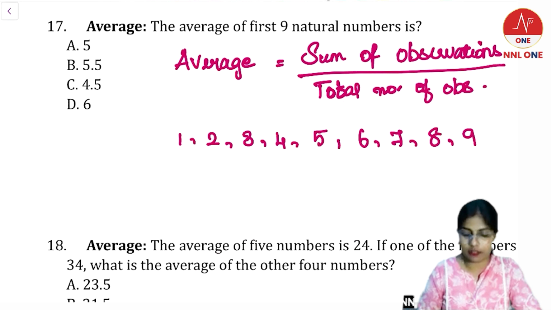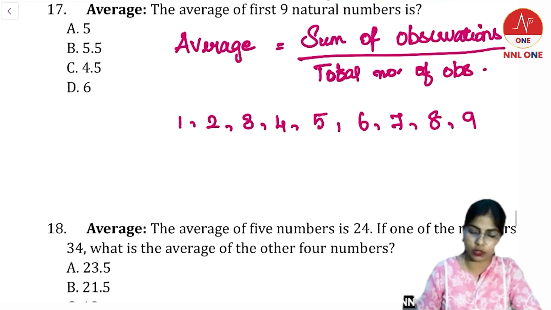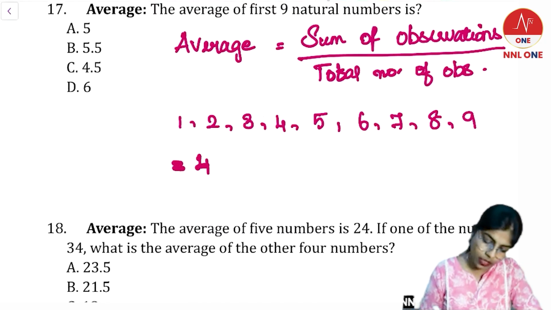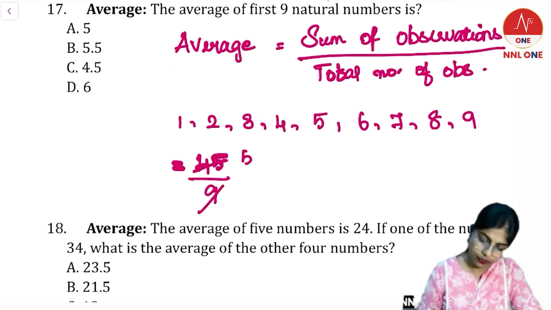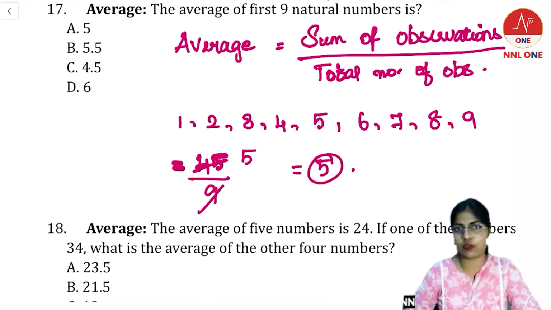We are going to find the average. Now we sum these up and divide by the total number of observations. What is the sum of the observations? 1 plus 2 is 3, 3 plus 3 is 6, 6 plus 4 is 10, 10 plus 5 is 15, 15 plus 6 is 21, 21 plus 7 is 28, 28 plus 8 is 36, 36 plus 9 is 45. The total number of observations is 9. Now we cancel it. The answer is 5. So this is the traditional method of solving average.